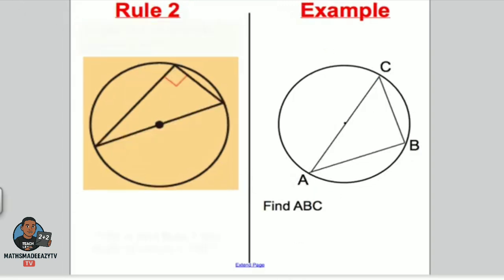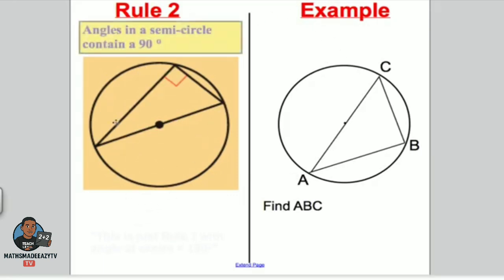So let's move on to rule 2. Here's the picture for rule 2. What rule 2 says is that angle in a semicircle contains 90 degrees. That means for a triangle that passes through the diameter of a circle, the angle that we are going to have at the circumference is going to be 90 degrees.